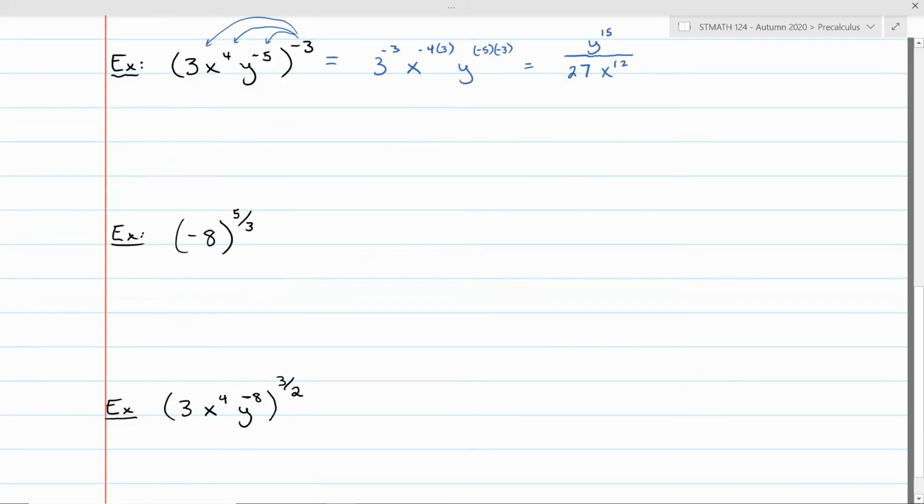Okay, how about this next one? We have negative 8 to the 5/3. Well, I can interpret this as the cube root of negative 8, and then that's all raised to the 5th power. And I know that the cube root of negative 8 is negative 2, so this is negative 2 to the 5th power. And let's see, negative 2 to the 5th. I think that's 32 negative, so negative 32.